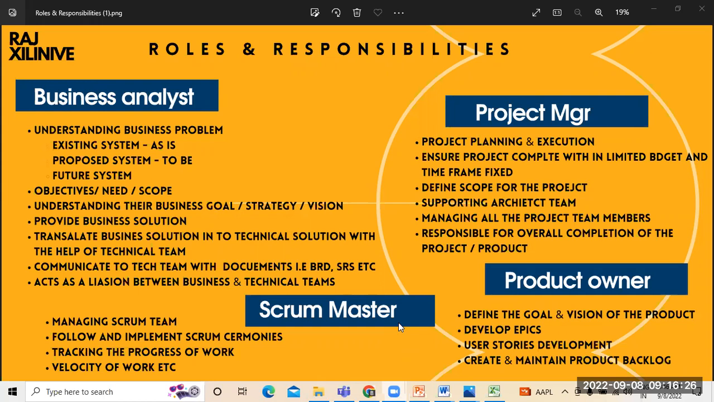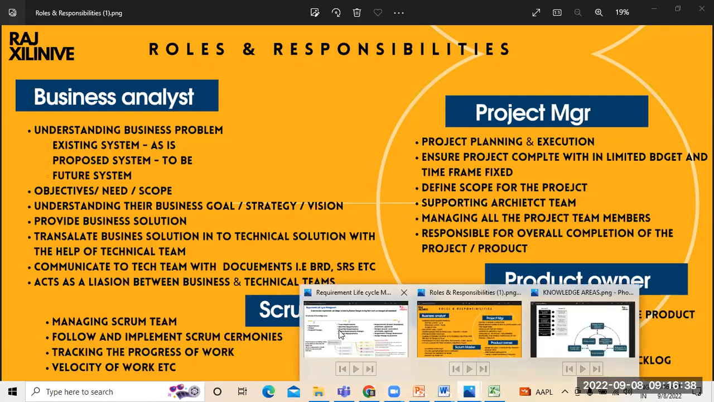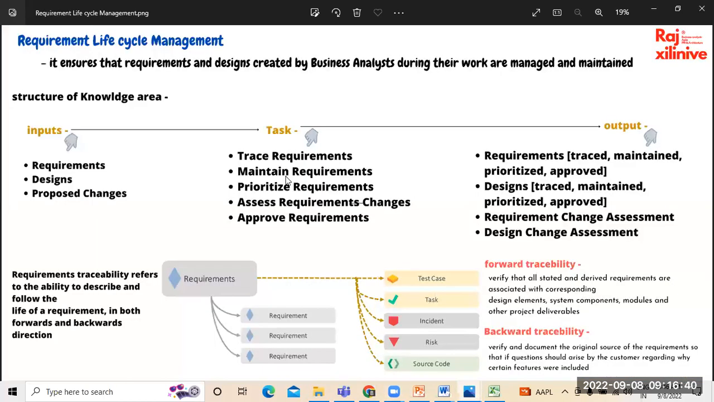Any questions on this again? Okay, right, so this is all about it. Tomorrow we are discussing the second point, how to maintain the requirements, which I will be explaining in tomorrow's session.